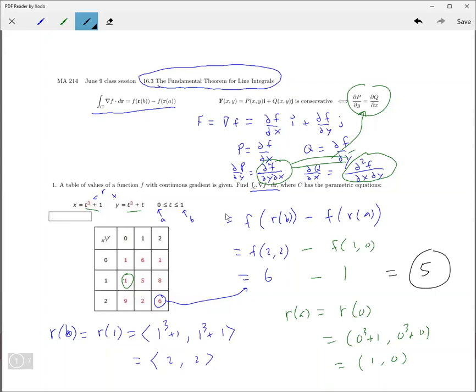Okay, so the interesting thing is it doesn't really matter what the path is. So we never had to take the derivative of this or this. We never had to plug these expressions into the equation, just the first and the last point. And that's what happens when you have a conservative vector field.